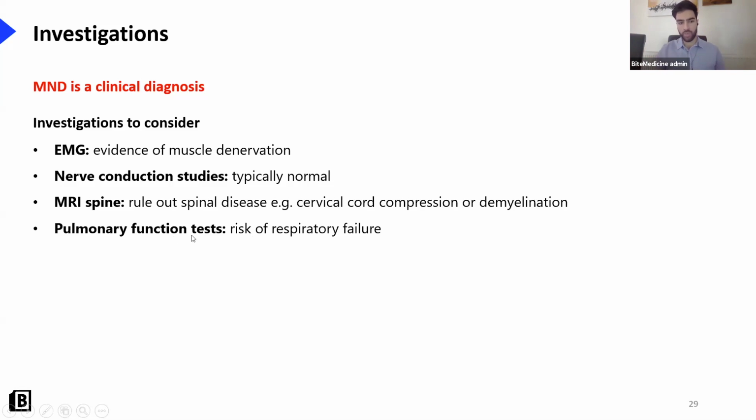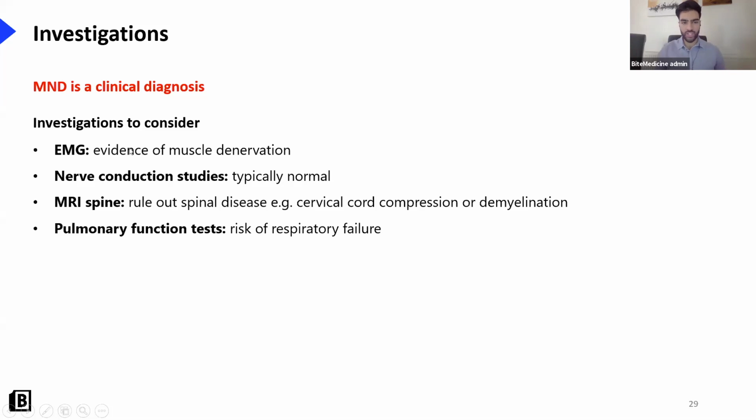Respiratory function tests, or pulmonary function tests: patients can develop respiratory failure in motor neuron disease. They lose their respiratory function and they may need respiratory support later on. So that's why pulmonary function tests are so important.